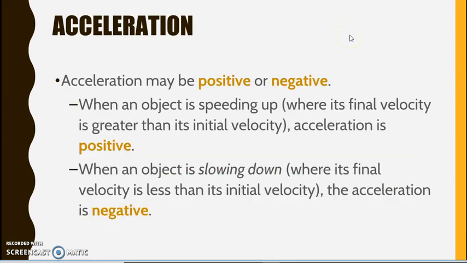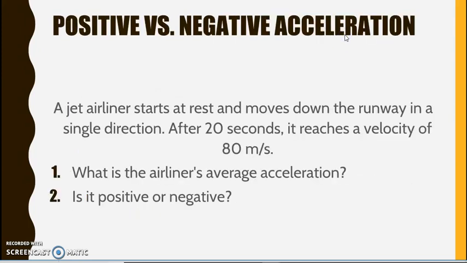So acceleration can be positive or negative, and they're exactly what they sound like. Positive acceleration is when an object speeds up. Negative acceleration is when an object is slowing down. So when I get in my car and I start driving, that's positive acceleration because I speed up. When I get where I'm going and I slow down and stop, that's negative acceleration because I'm slowing down.